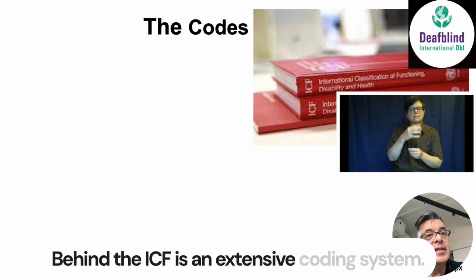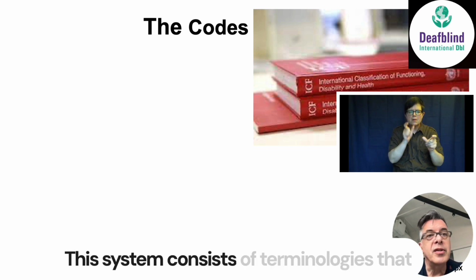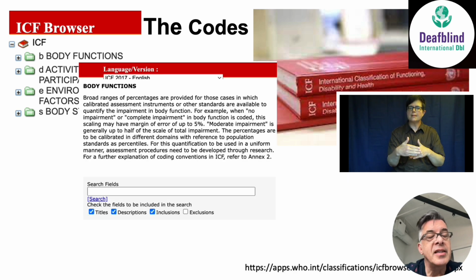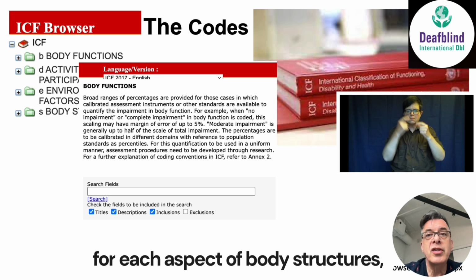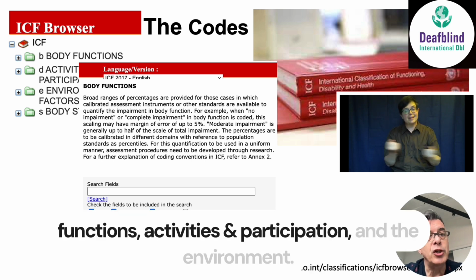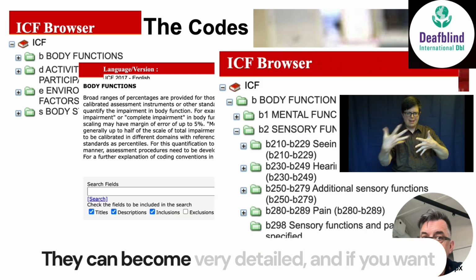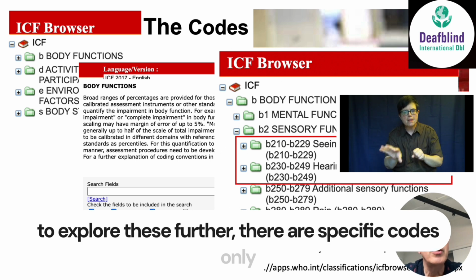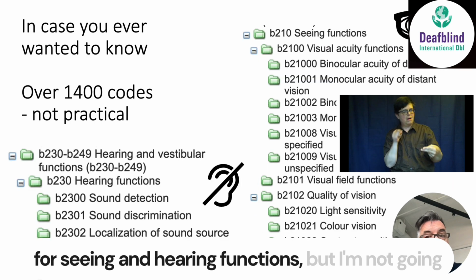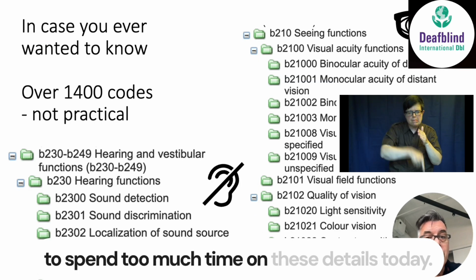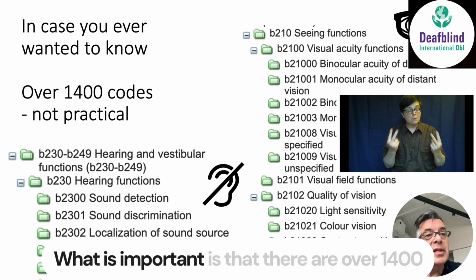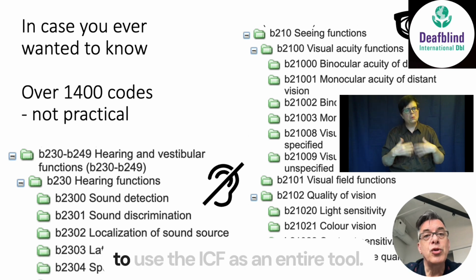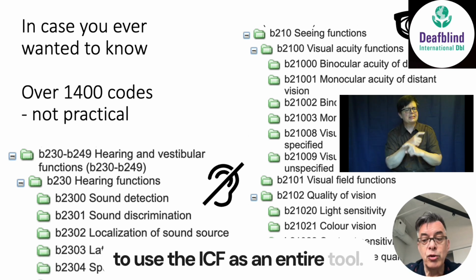Behind the ICF is an extensive coding system. This system consists of terminologies that are standardized and distributed and defined for each aspect of body structures, functions, activities, participation, and the environment. They can become very detailed, and if you want to explore these further, there are specific codes only for seeing and hearing functions, but I'm not going to spend too much time on these details today. What is important is that there are over 1,400 codes in total, and that makes it very difficult to use the ICF as an entire tool.